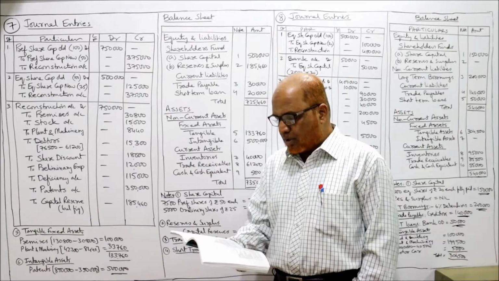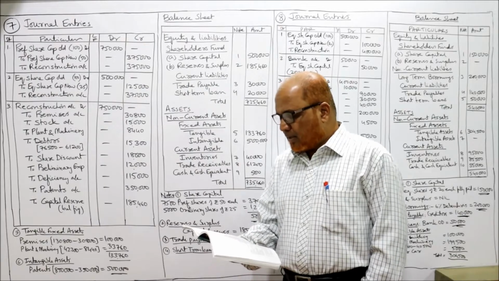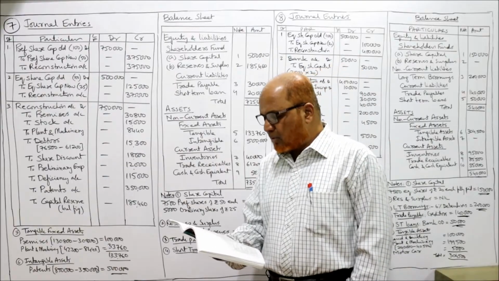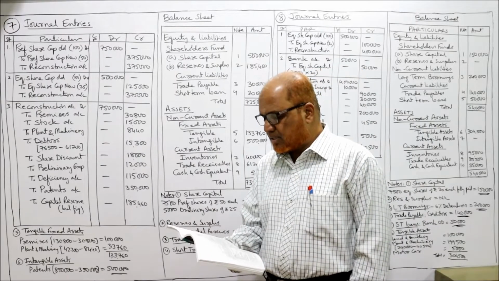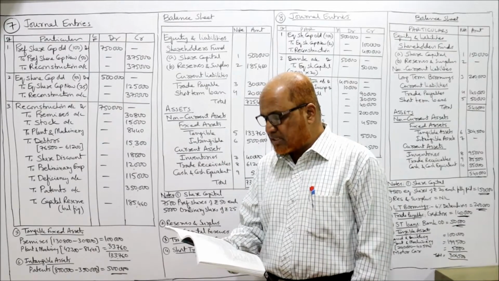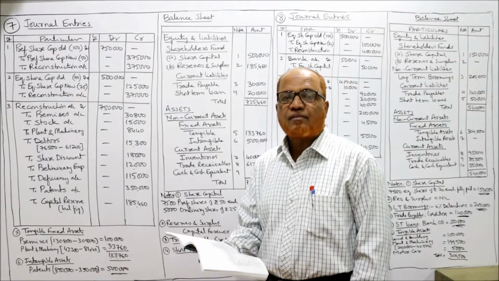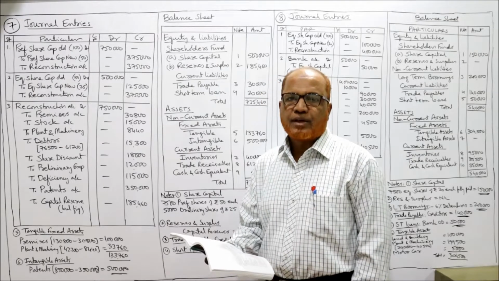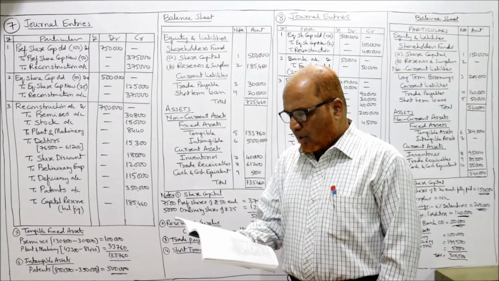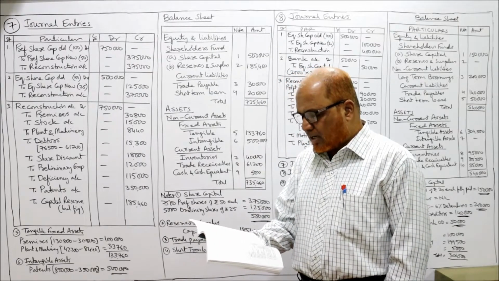Sundry creditors and bank overdraft, 2 outside liabilities are given. Then patents, an intangible asset. Premises, plant and machinery, these are the tangible fixed assets. Debtors, stock, share discount, preliminary expenses, deficiency account. These are fictitious assets. This should be eliminated completely. And cash on hand 500. The following scheme of reconstruction was adopted.